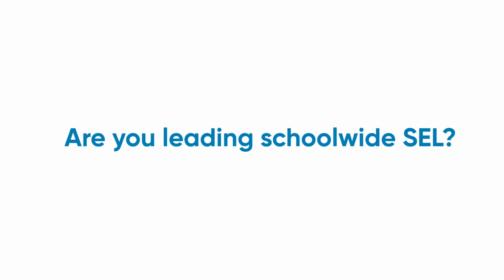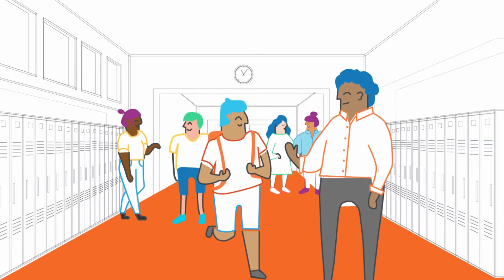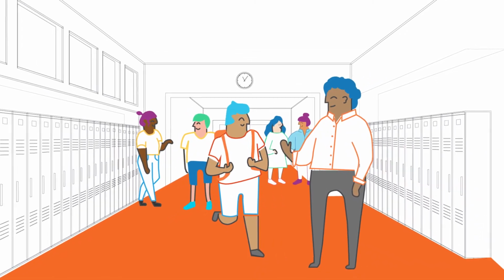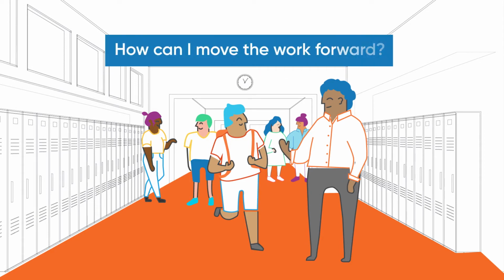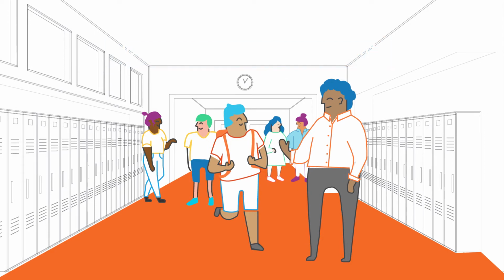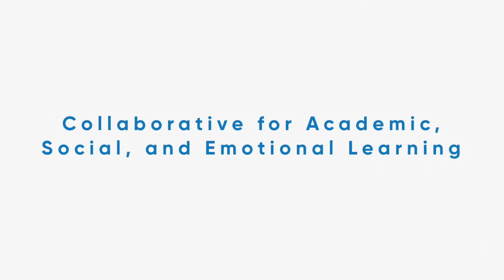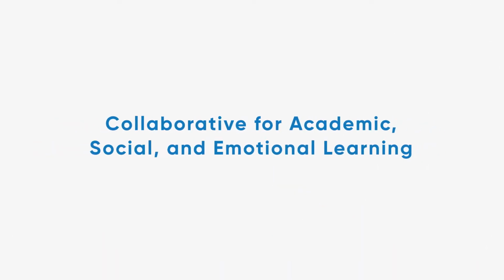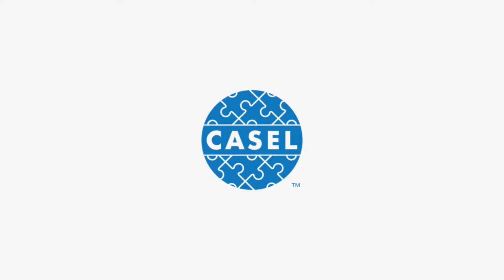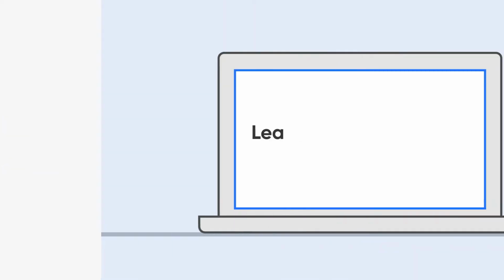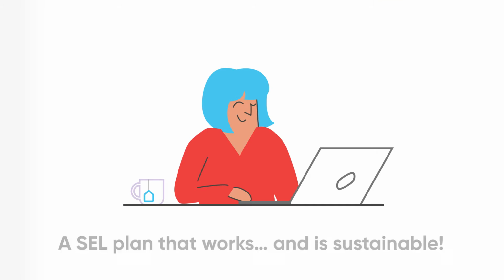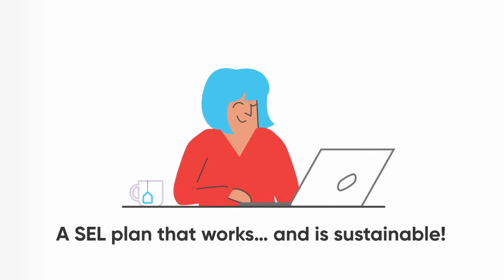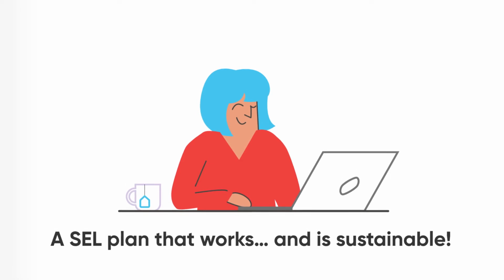So you have the opportunity to create a lasting and effective social and emotional learning strategy for your school. But knowing where to start, or how to get unstuck, can feel overwhelming. At the Collaborative for Academic, Social, and Emotional Learning, or CASEL, we're here to share what we've learned about implementing SEL. Our online course, Leading Schoolwide SEL, can help you create an SEL action plan for your school community.